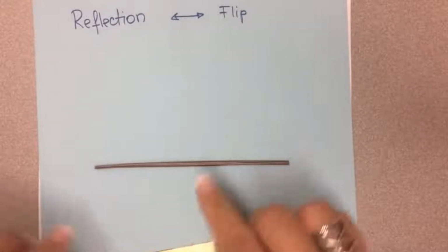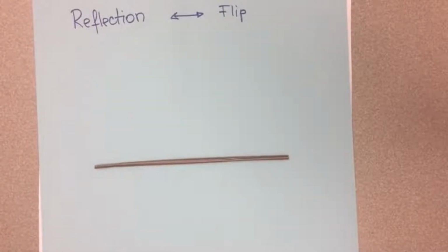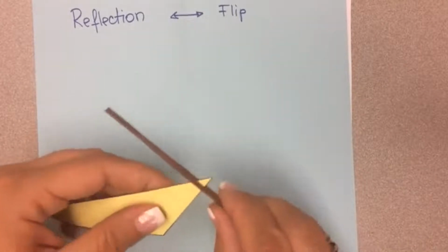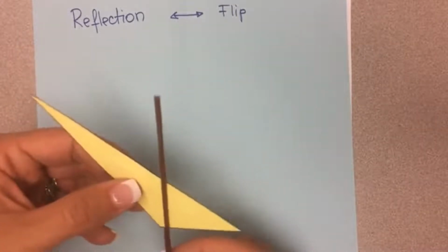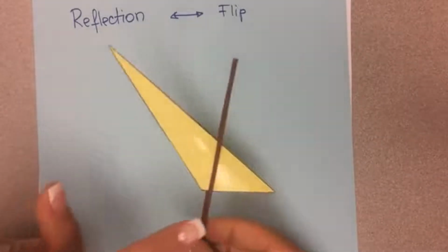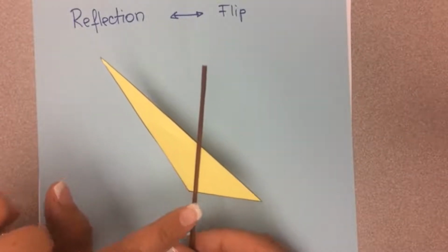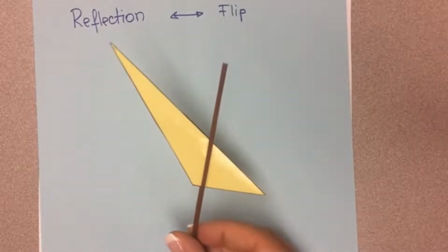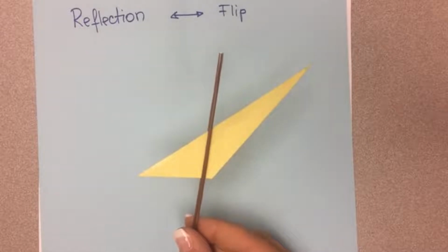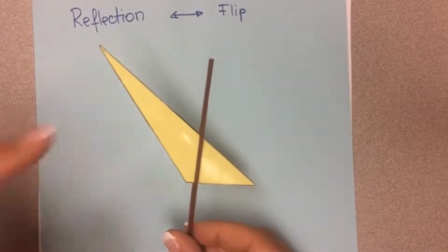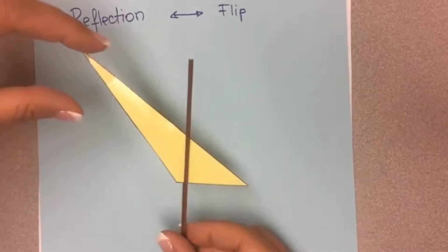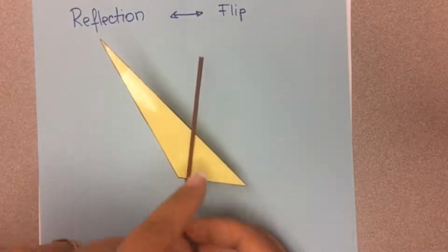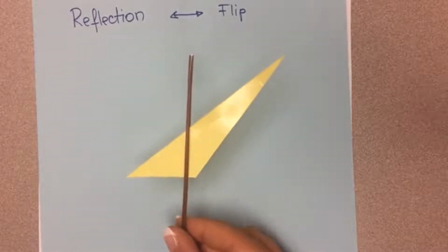In the example, let's say I have the shape and the reflection line goes through the shape, then if I flip this over, that would be the image. So the pre-image and image will be flipped over. The side of the figure that was on the left flips over to the right, and the side from the right flips over to the left.